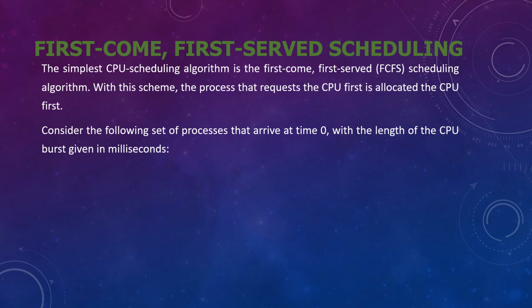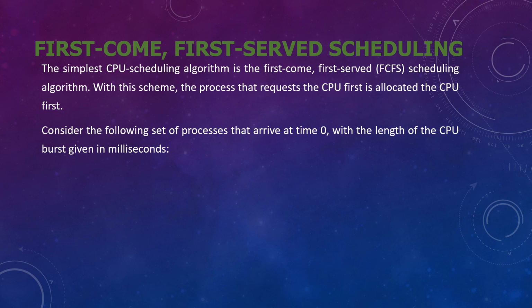So this is the simplest CPU scheduling algorithm. In this scheduling algorithm, the process which requests the CPU first will be allocated the CPU first. So that is the definition for first come, first serve scheduling algorithm. The process that requests the CPU first is allocated the CPU first. We'll see an example now.